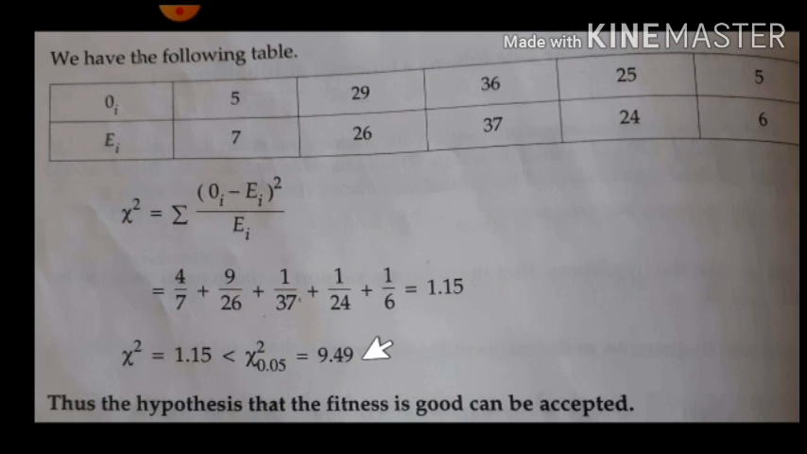So these are some important problems related to the chi-square distribution. In most of the VTU examination papers, they ask problems related to checking the fitness of the distributions we obtained.